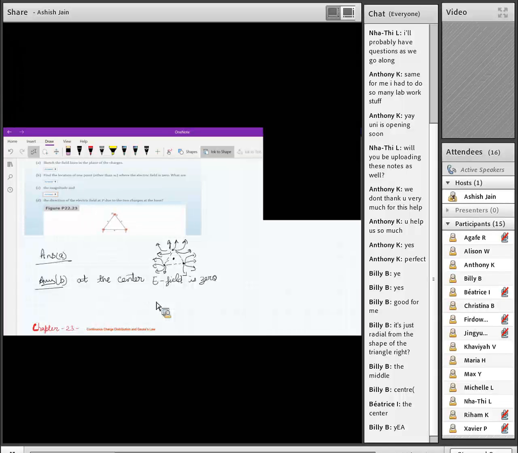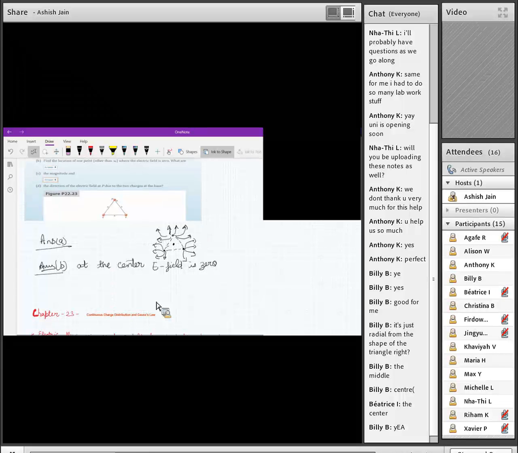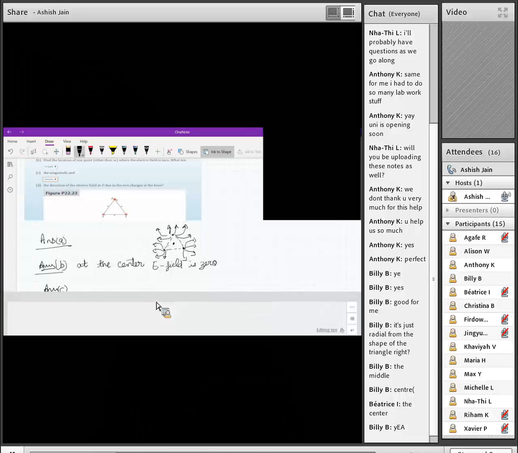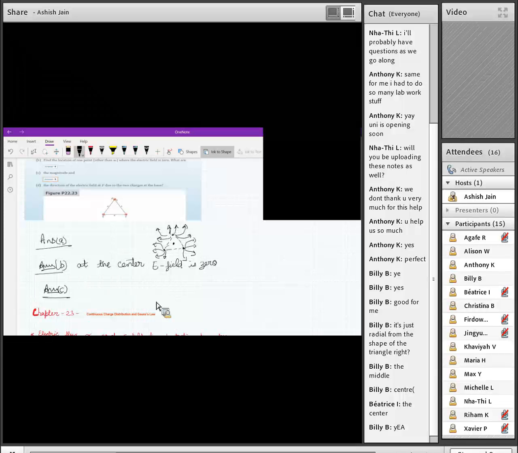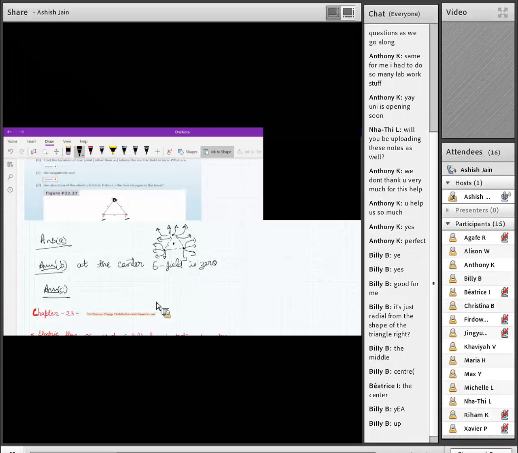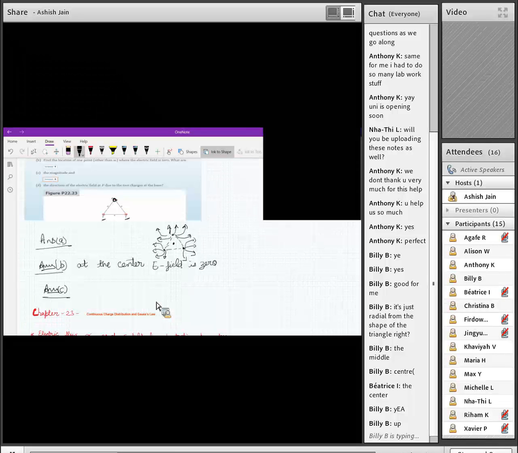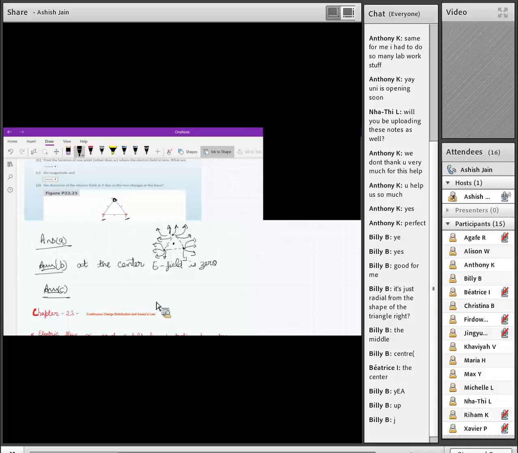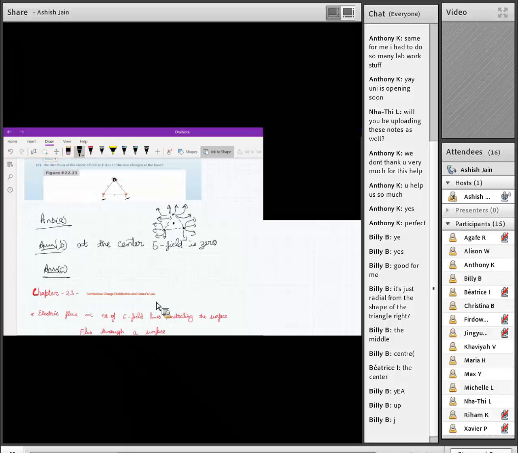What are the magnitude and the direction of the electric field at point P? At point P, any guesses for the direction of the electric field? What is the direction of the electric field due to these two point charges, this one and this one? There is no up. Either j cap or i cap, vertical or horizontal. That is j cap. Perfect. Thank you, Billy.